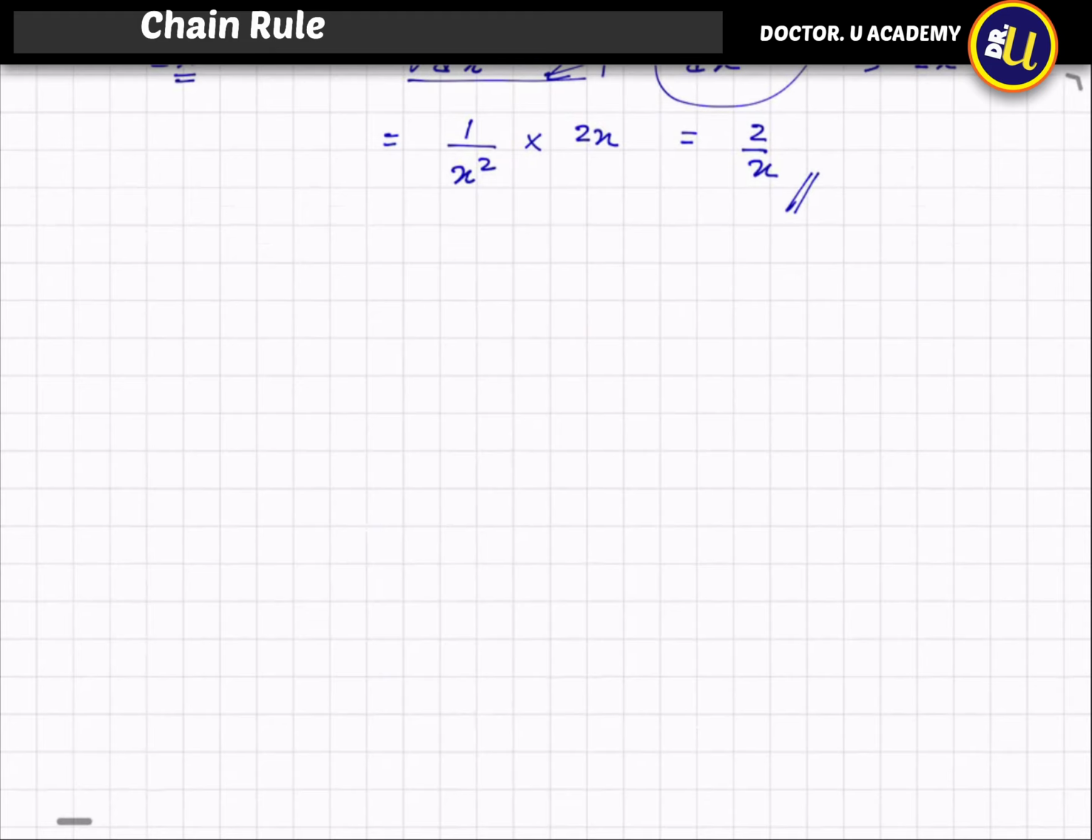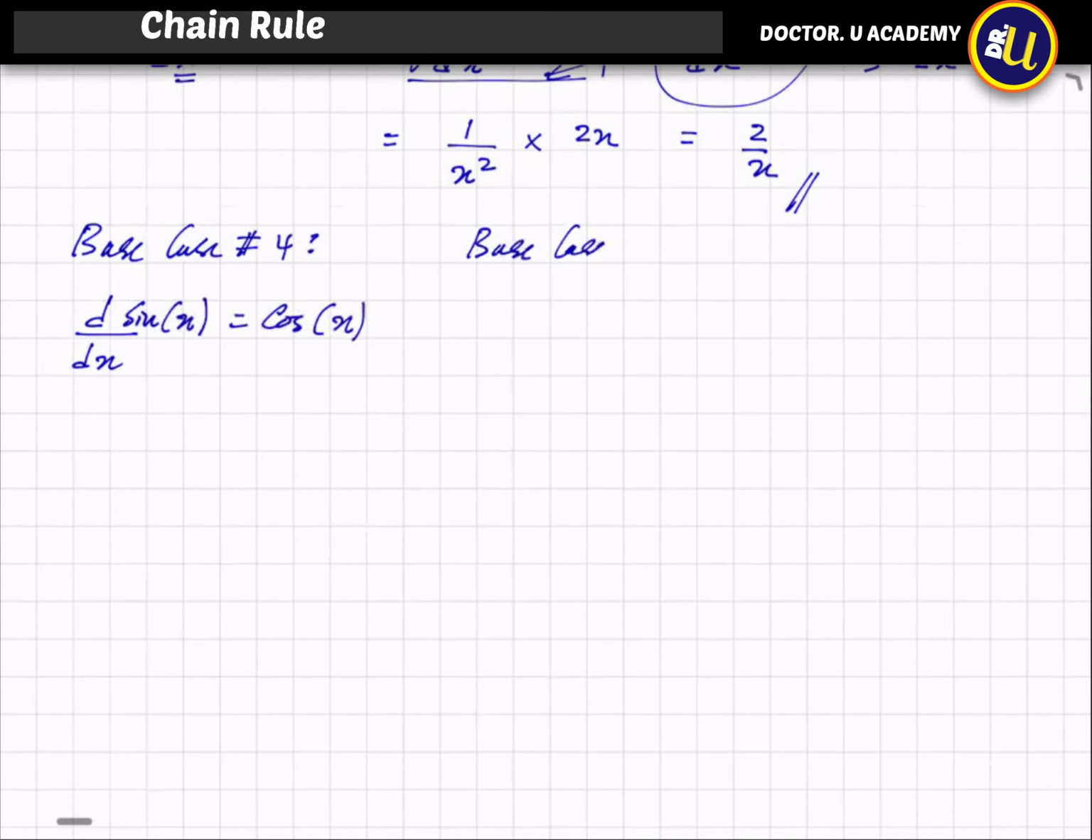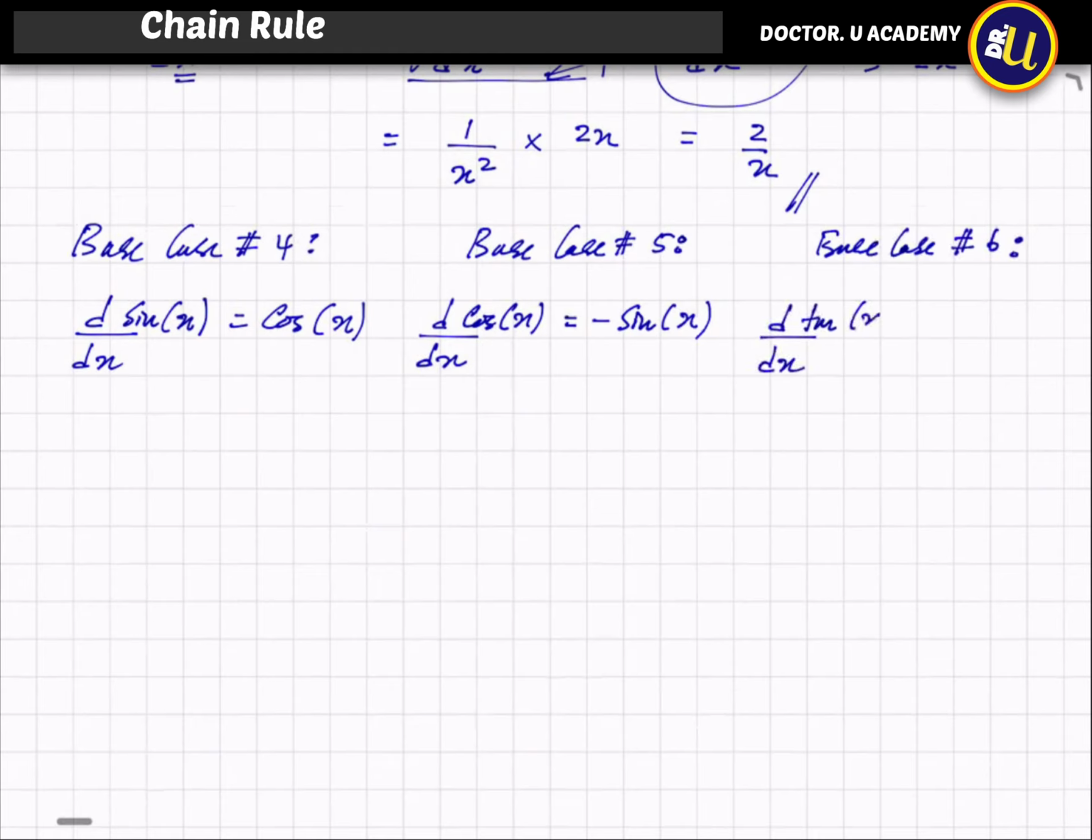So now we will discuss base case number 4, 5, 6 together, because they are about the circular functions. So base case number 4 is about d/dx of sine x, and that would be cosine x, right? And base case number 5 is d/dx of cosine x, and that's going to be minus sine x.